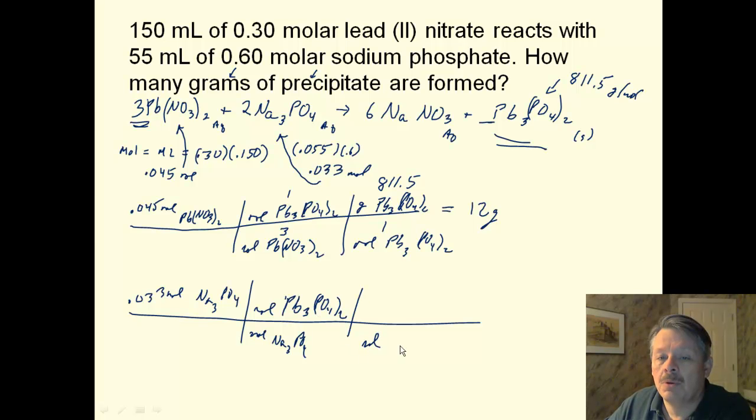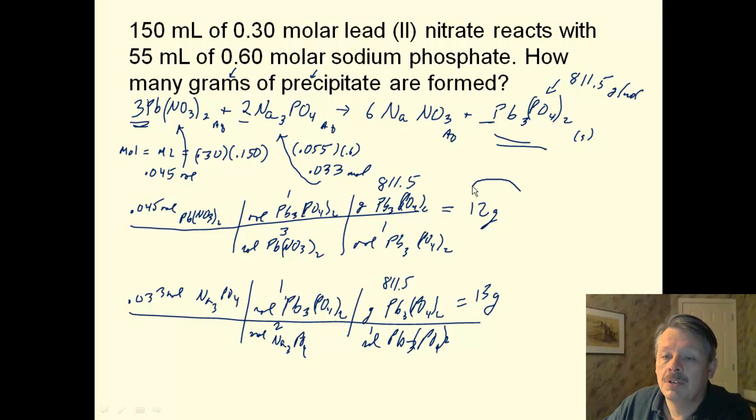So I have moles of Pb3(PO4)2 and grams of Pb3(PO4)2. I told you it's the same as above, so it's 811.5 and 1. And we have a relationship here of 2 to 1. So we put a 2 at the bottom and a 1 on top, multiply this thing out, and we come up with 13 grams. So this one's limiting. So our lead nitrate's limiting, so the number of grams we can come up with is 12 grams. We can never make 13.